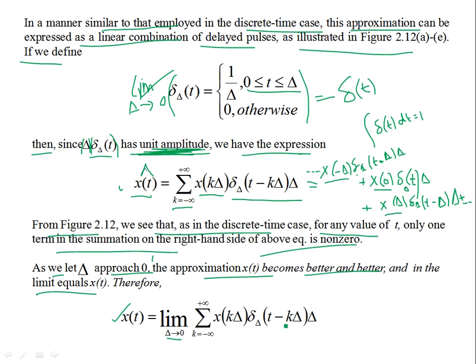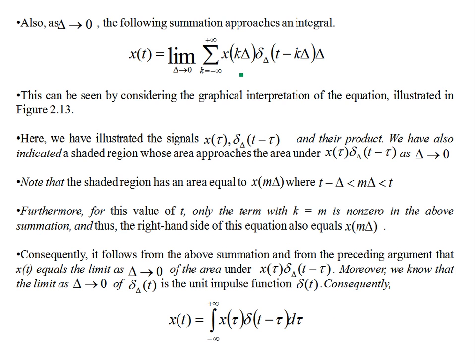Therefore, in the limit delta tends to 0, this becomes d tau. So you will see over here, when delta approaches 0, the approximation will be an integral. Delta of t minus tau means that this delta function is going to exist at t equal to tau only, which means this can be written as x of t. This is an exact representation of the continuous time signal in terms of shifted impulses, with delta of t minus tau.